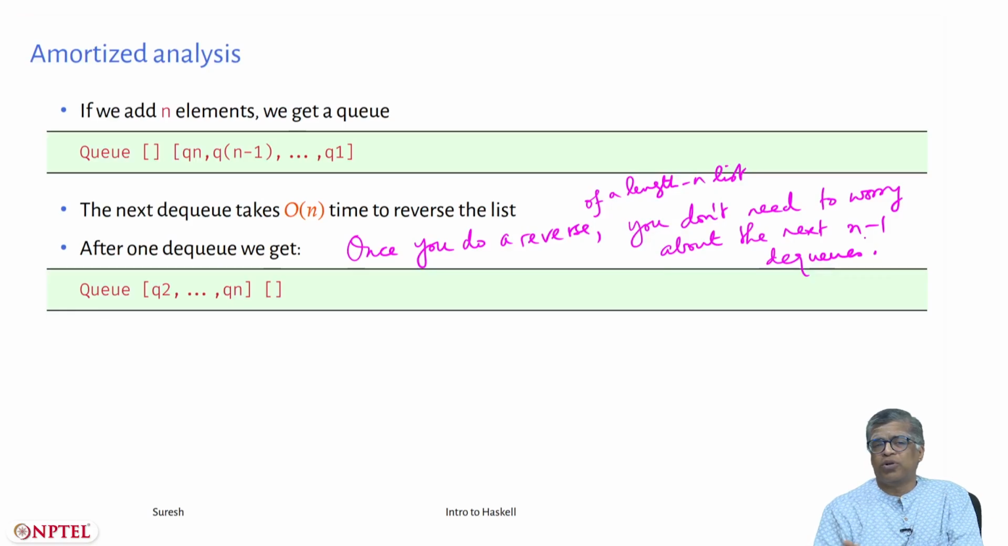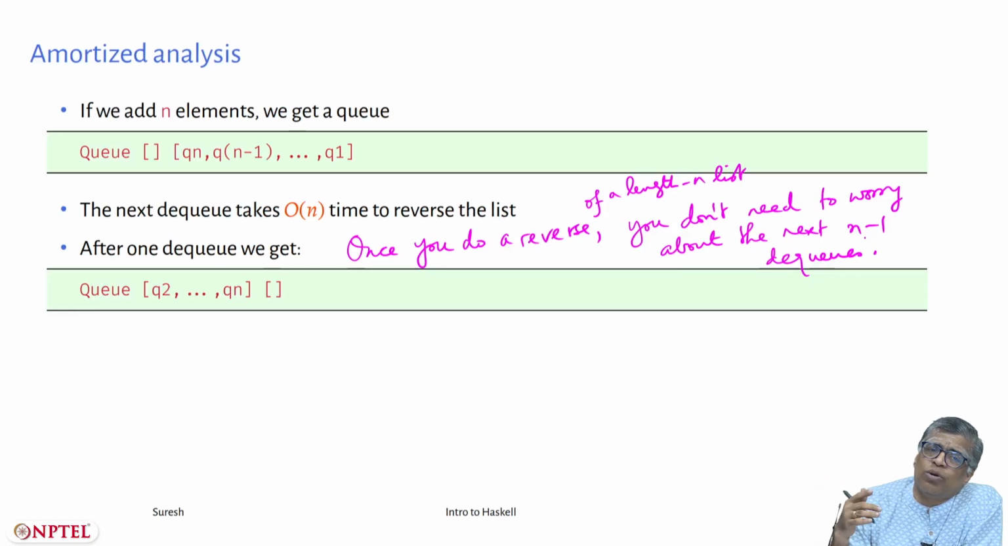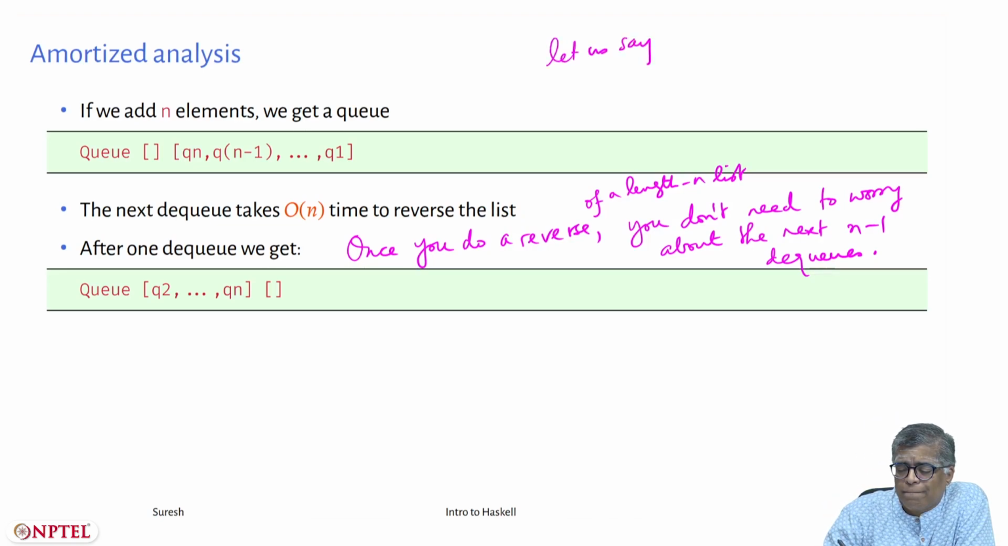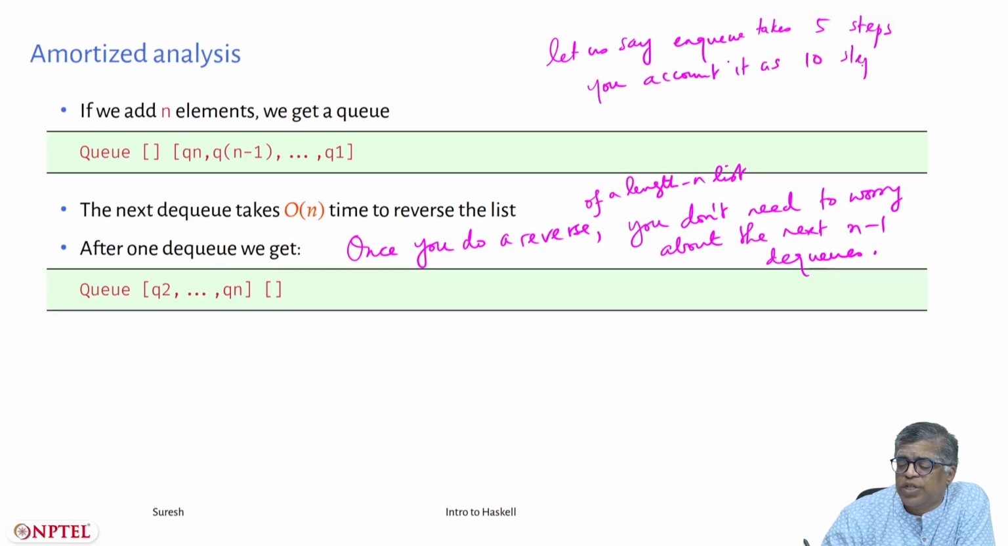Here is another way to think about this. Why did your DQ take order n time to reverse the list? Because you actually added n elements, right. So, what you do is upfront you pay all this cost. So, let us say NQ takes 5 steps internally. So, you account it as 10 steps for each NQ.